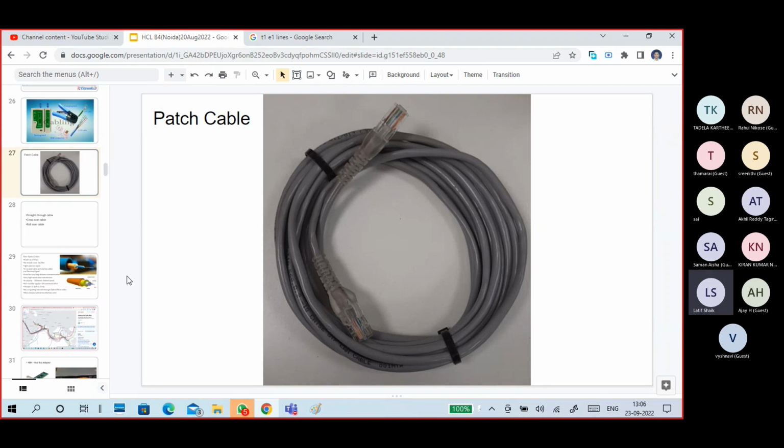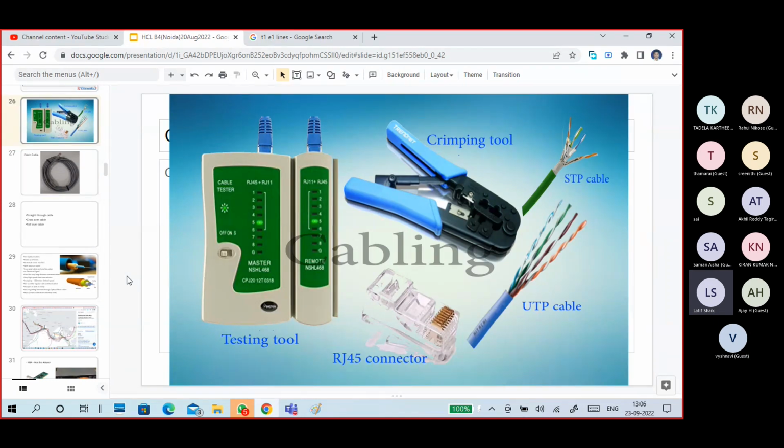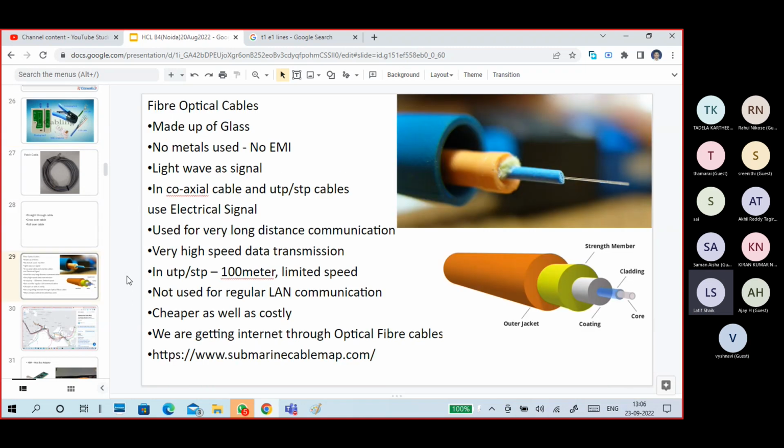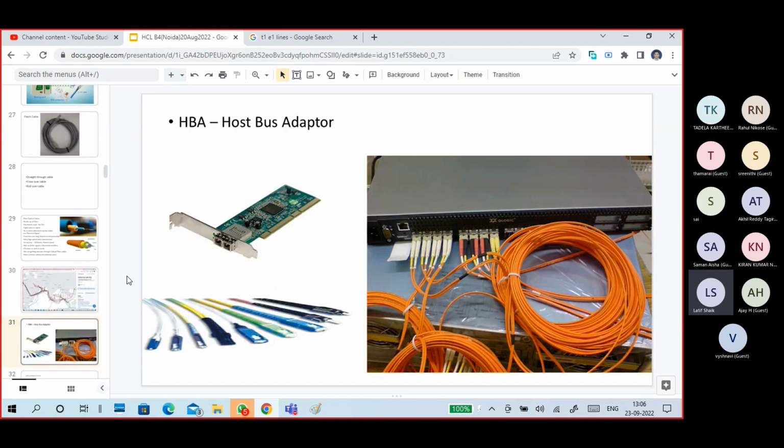Or if you have some problem with your cable connectivity, you remove the connector and connect it again like this. You can use crimping tools, testers, and RJ45 connectors, which are cheap. Whereas for fiber optical cables, the connectors and the tools we use, and we have to test, need special, separate equipment. So you have to get that to use this kind of cables.